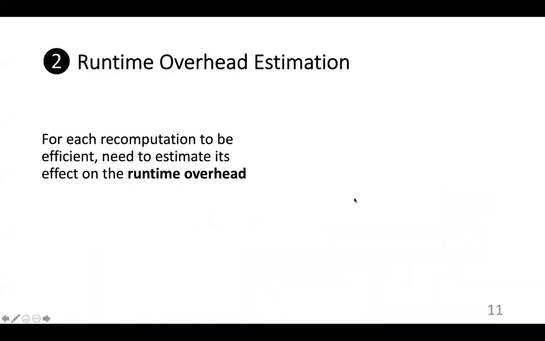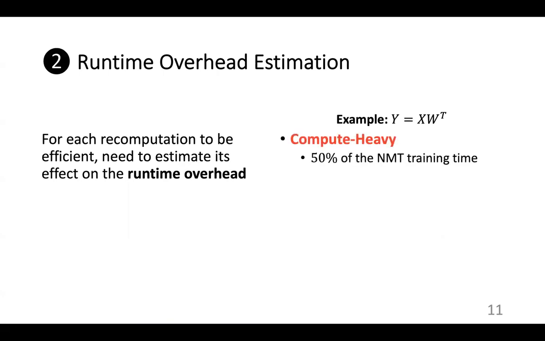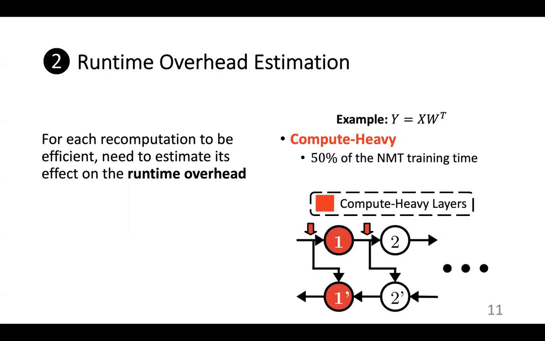Our second observation, runtime overhead estimation, states that for each recomputation to be efficient, we need to estimate its effect on the runtime overhead non-conservatively. Consider the fully connected layer, which is known to be compute heavy. Our profiling analysis shows that fully connected layers consume around 50% of the machine translation training time. Because of this, those layers cannot be naively put on the recomputation path because they will significantly increase the recomputation overhead.